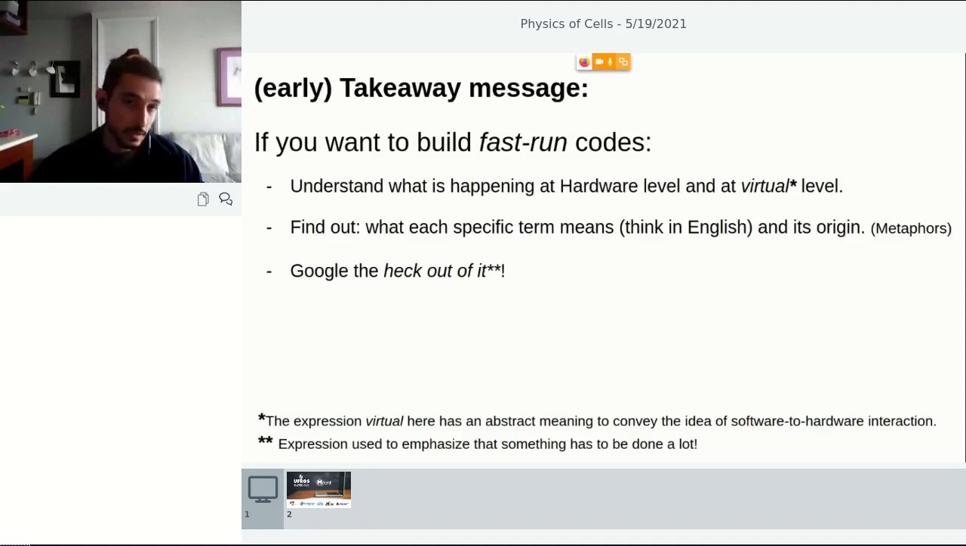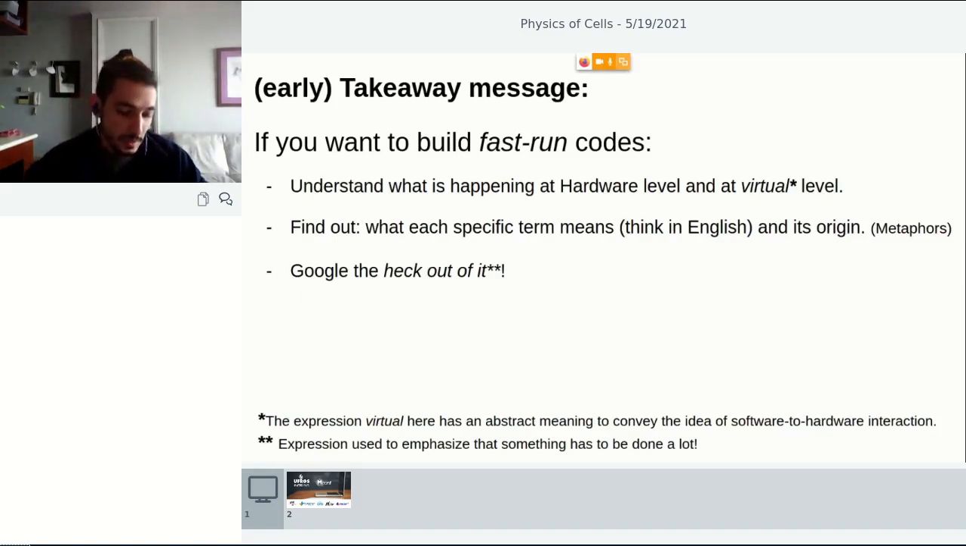Because of that, I will start with early takeaway messages about what you need to have in mind if you want to build fast-running code. First thing, you need to understand what's happening at hardware level and at virtual level. What does it mean, hardware level? Basically, you need to understand how the hardware computes your code.